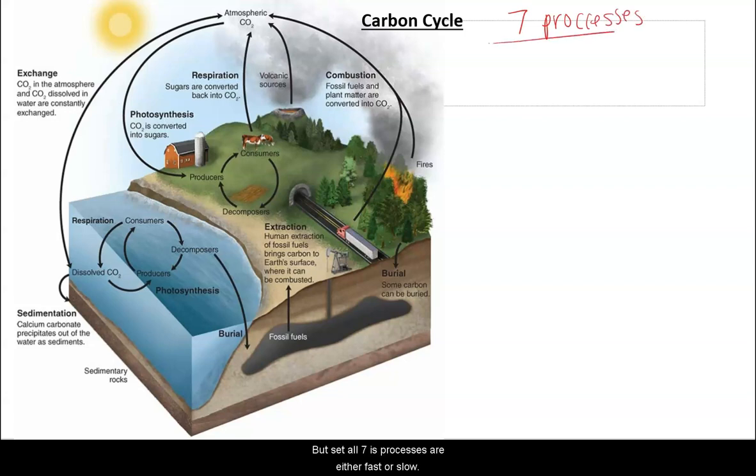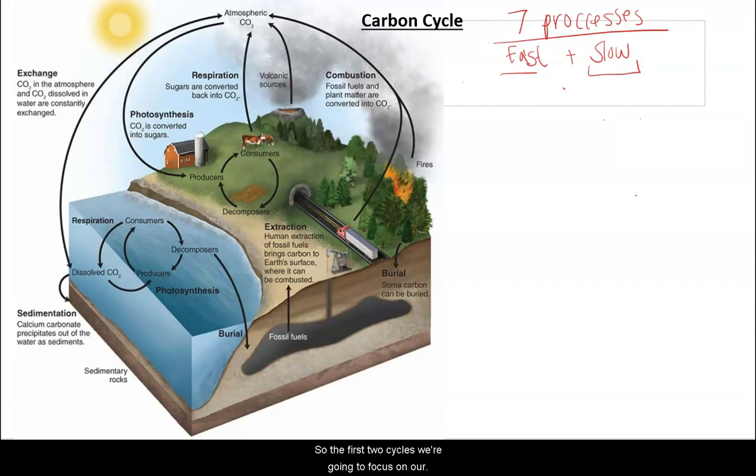But all 7 of these processes are either fast or slow. And if they're fast, that means that something living is helping drive that process. So anything living like a plant or a decomposer like a mushroom, an animal, a human, they're going to be in that fast process. And the slow processes are involving anything non-living. So anything abiotic, a little living environment vocabulary for you, anything like rocks and weather, wind, those are parts of the slow processes.